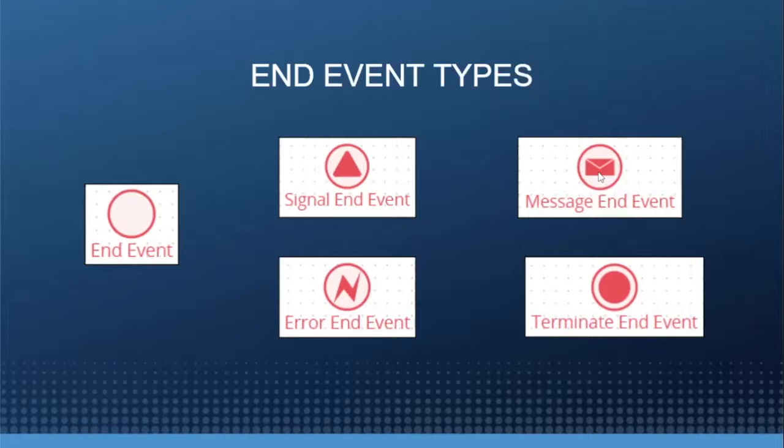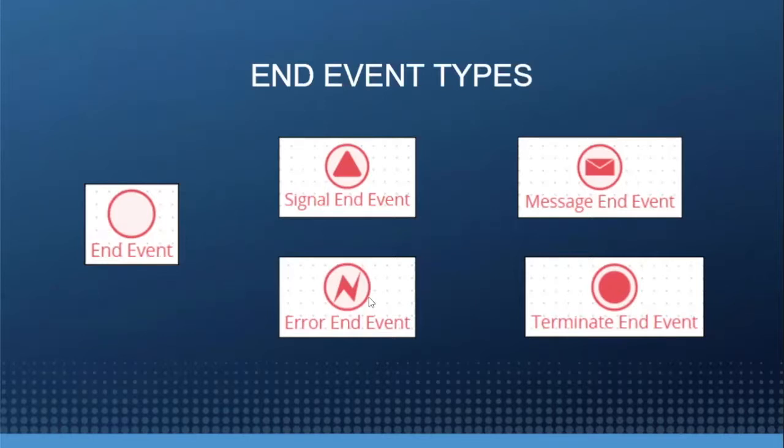The first one is going to send out a message. Again, a message is going to be sent out to a specific recipient. You can also send a signal, which is going to be broadcasted to all of the processes. And you have these two additional options right here.